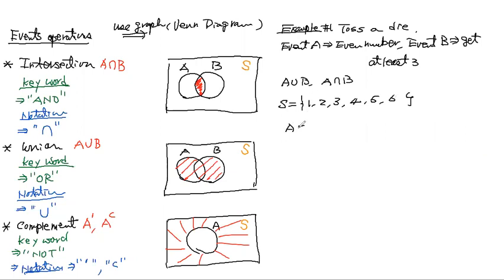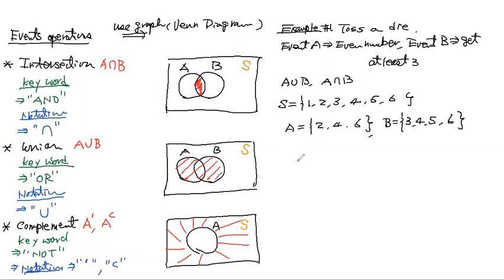So the A is even number. So what is the even number? So it's 2, 4, and 6. Correct. Then the B, let's say, is at least 3. So this is 3, 4, 5, 6, right? So at least 3, that means 3 and above.